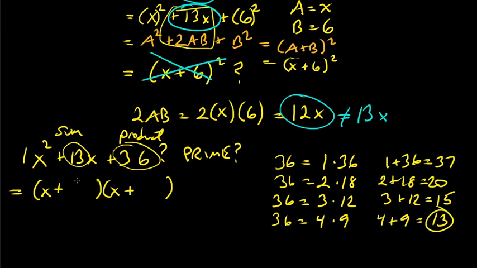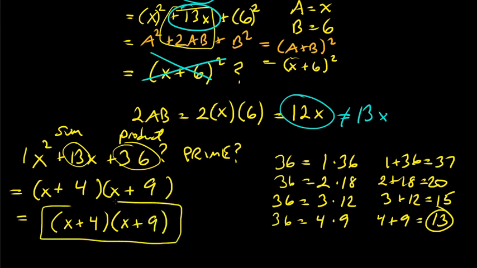So the two numbers here are 4 and 9, which happen to be perfect squares. However, that's just a coincidence. They didn't have to be here. But that's how to factor. So we get x plus 4 times x plus 9. And because the 4 and 9 are not the same, this is not a perfect square trinomial.